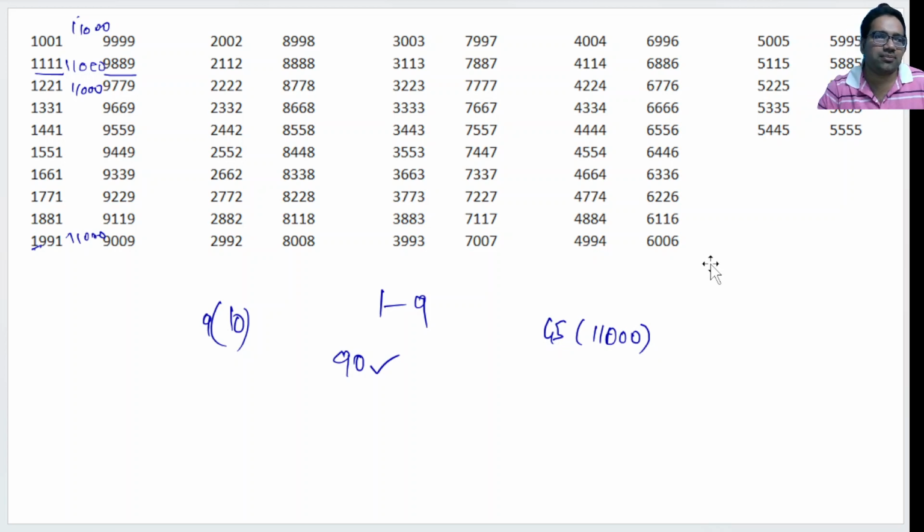So what is the total sum then? 45 into 11,000, which is, 45 into 11 is 495, and three zeros. This is the total. This is such a simple problem. Just that we should identify that the sum of the first one and the last one, the second one and the second last one, the third one and the third last one, are adding up to 11,000, and we have 45 such pairs.